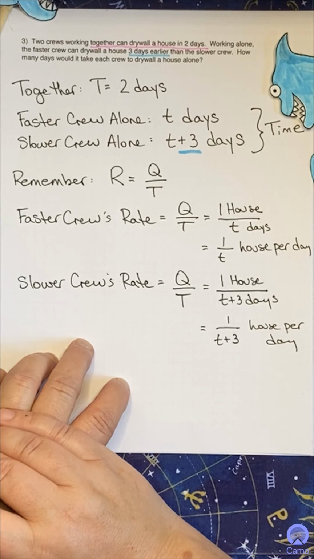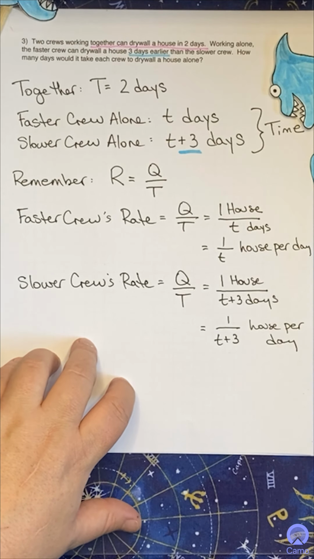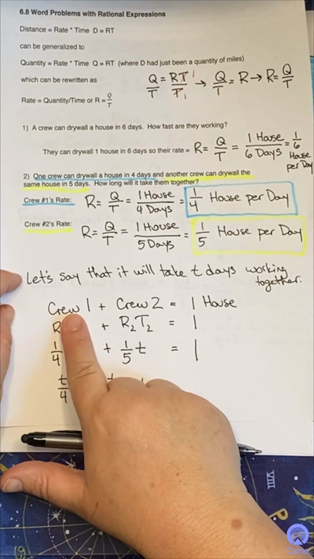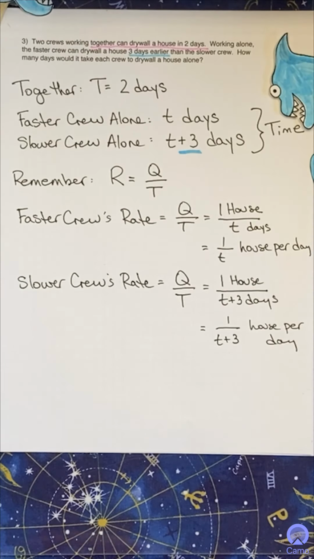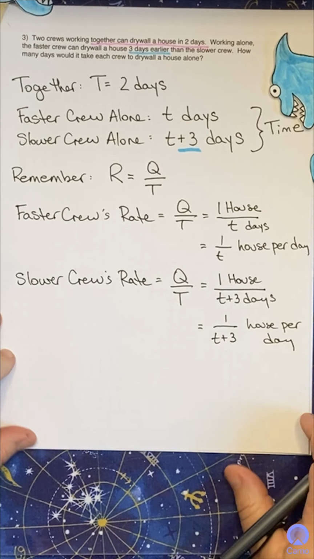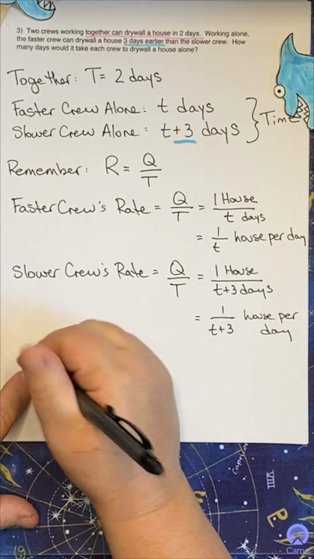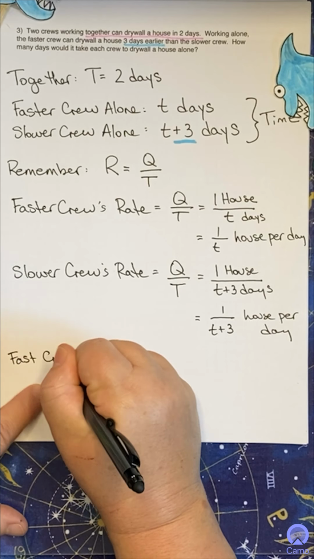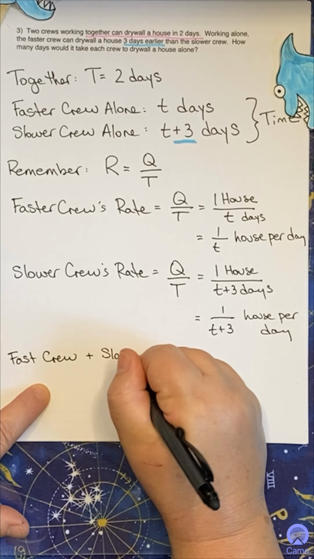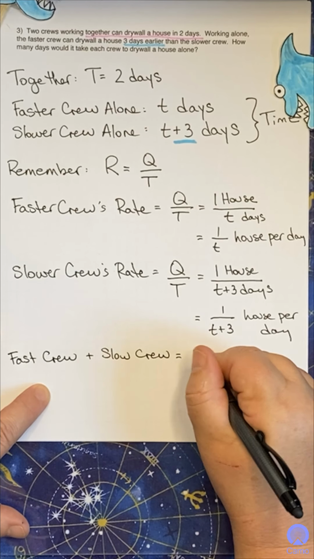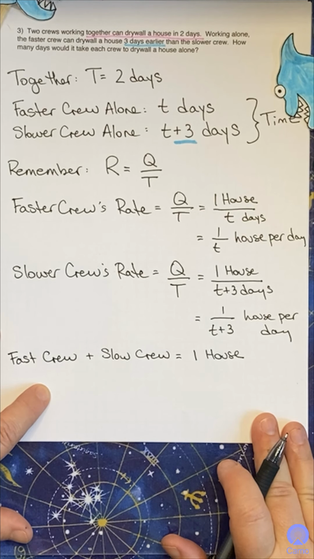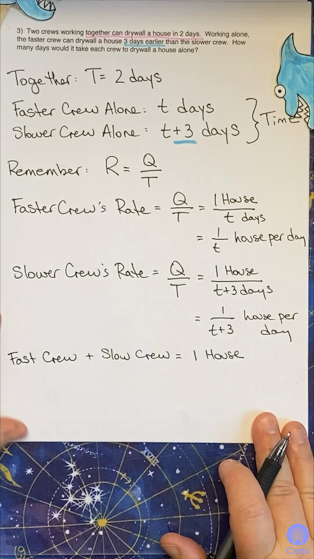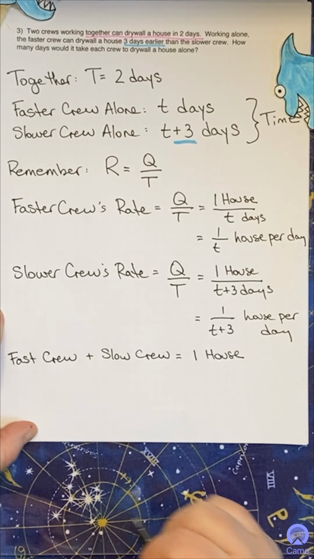I'm going to set this up exactly the same way that I set up the previous one. Remember here where I said crew 1 plus crew 2 equals one house? They're working together to finish one house. I'm going to set that up again, except instead of crew 1 and crew 2, I'm going to use fast and slow. So fast crew plus slow crew are going to finish one house. Now, the time is going to be 2 days.